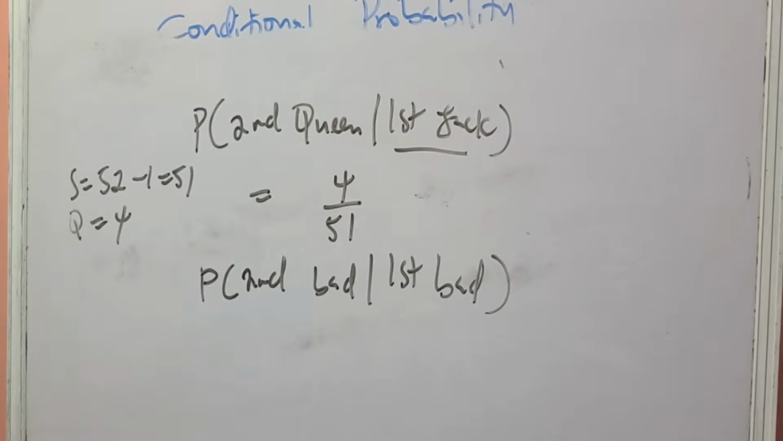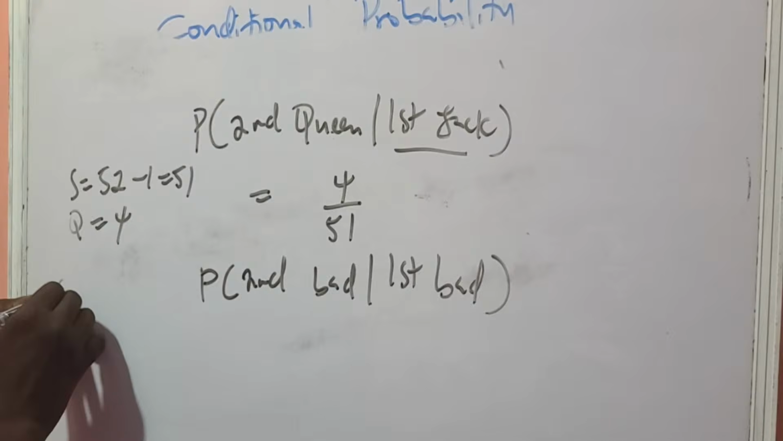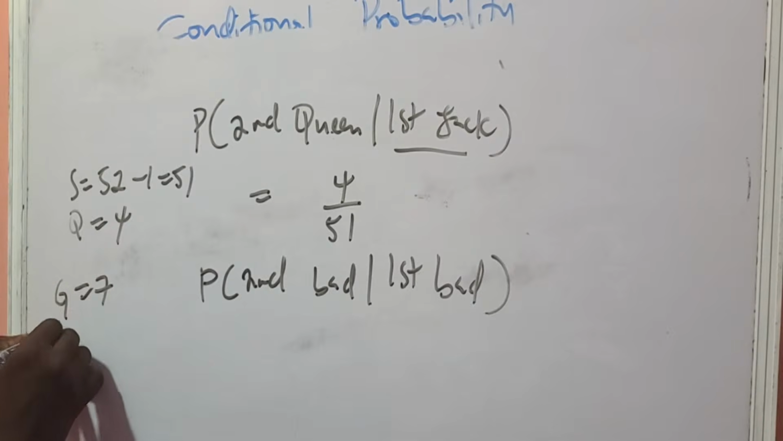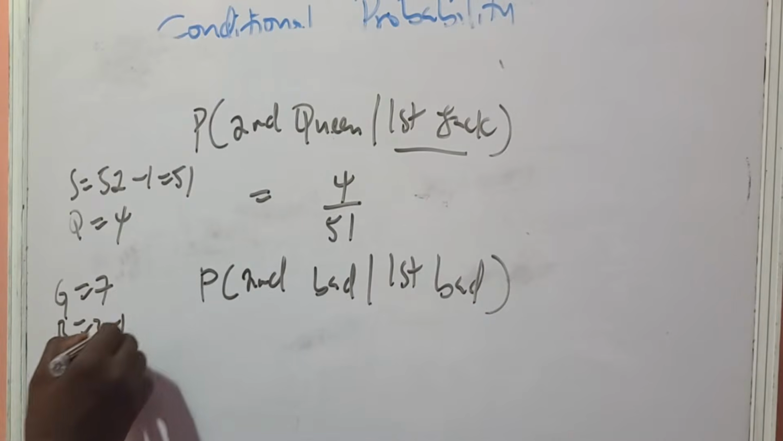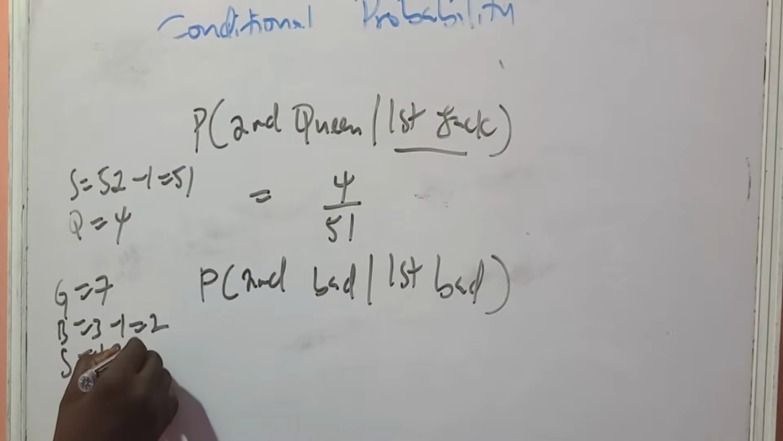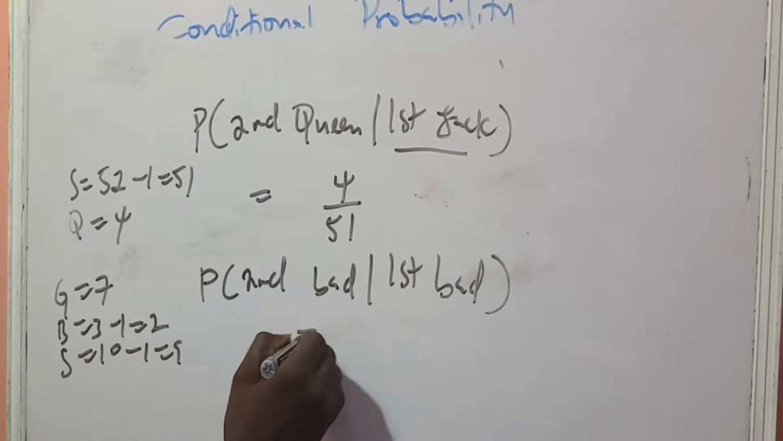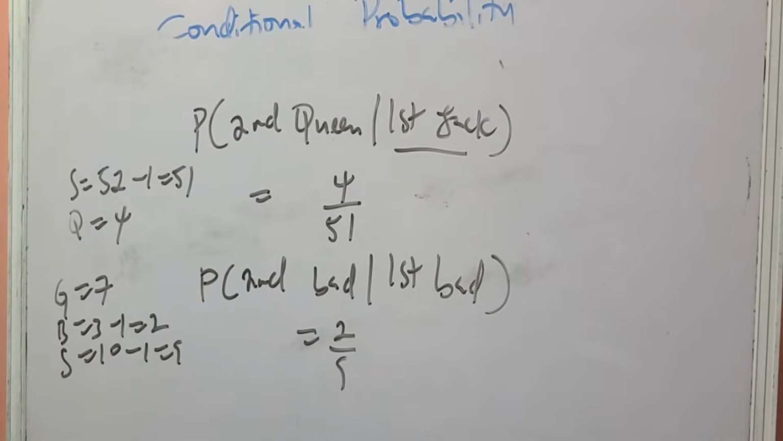All right. So we have 7 good. We have 3 bad. Sample space is 10. Obviously, the first was bad. You are removing 1 from the bad. You are left with 2. Of course, the sample space will reduce to 9. So this is 2/9.